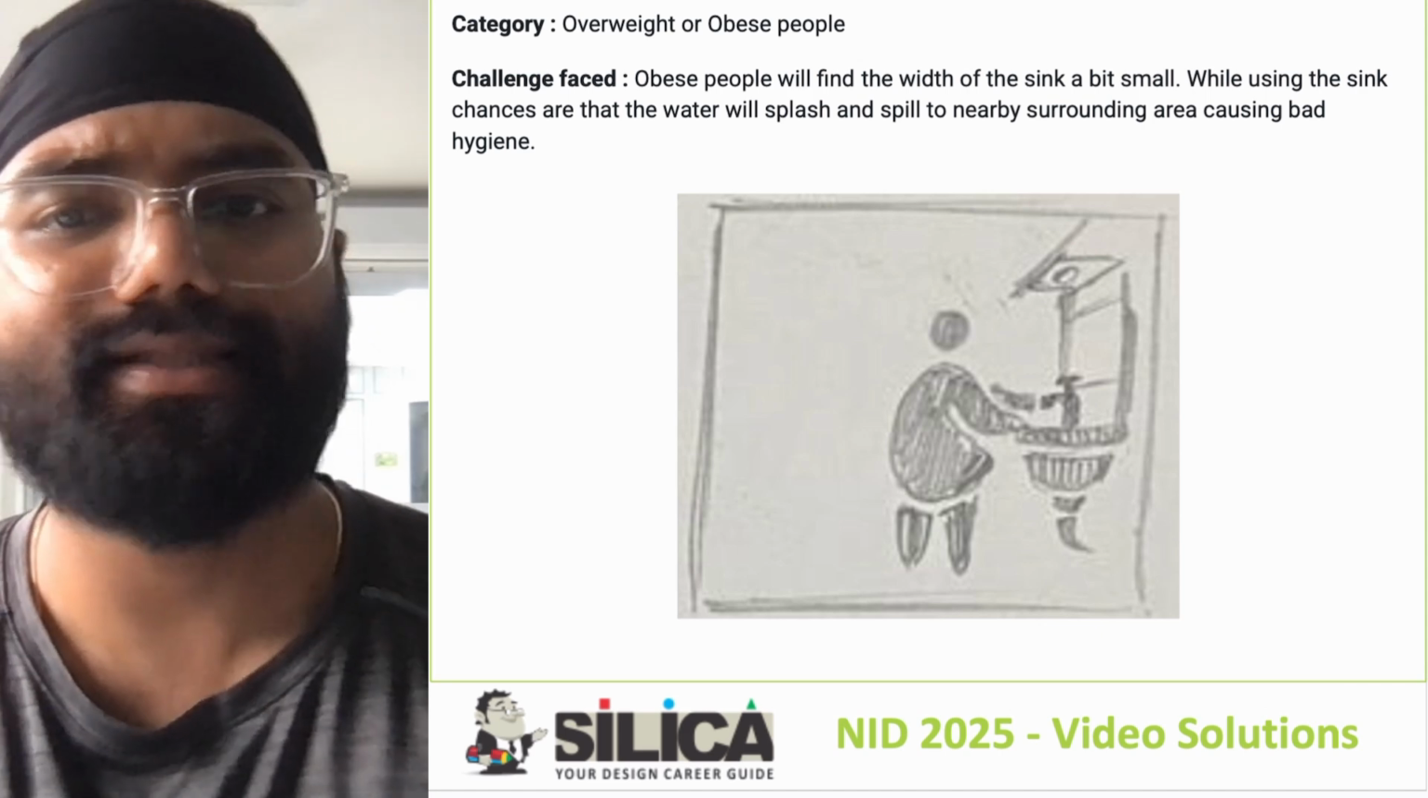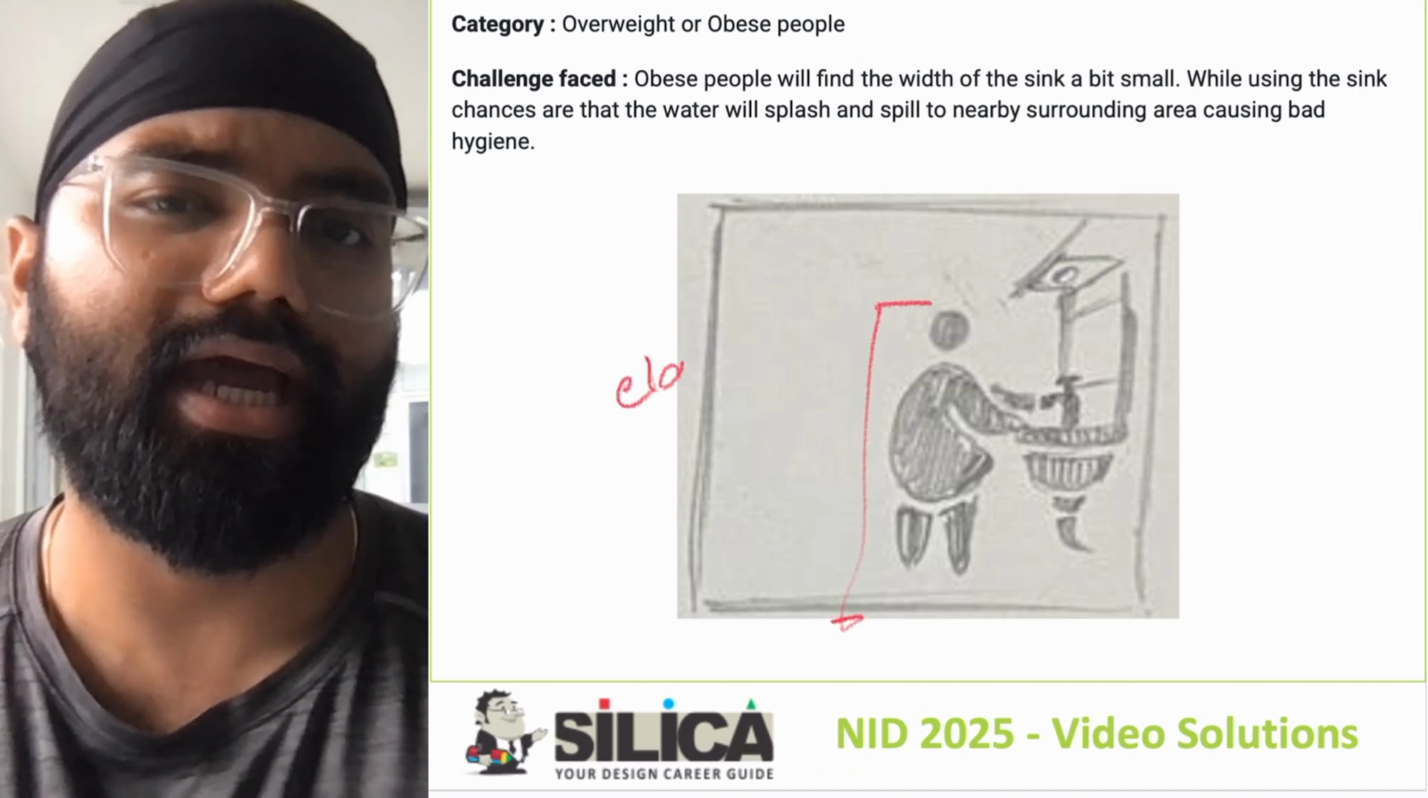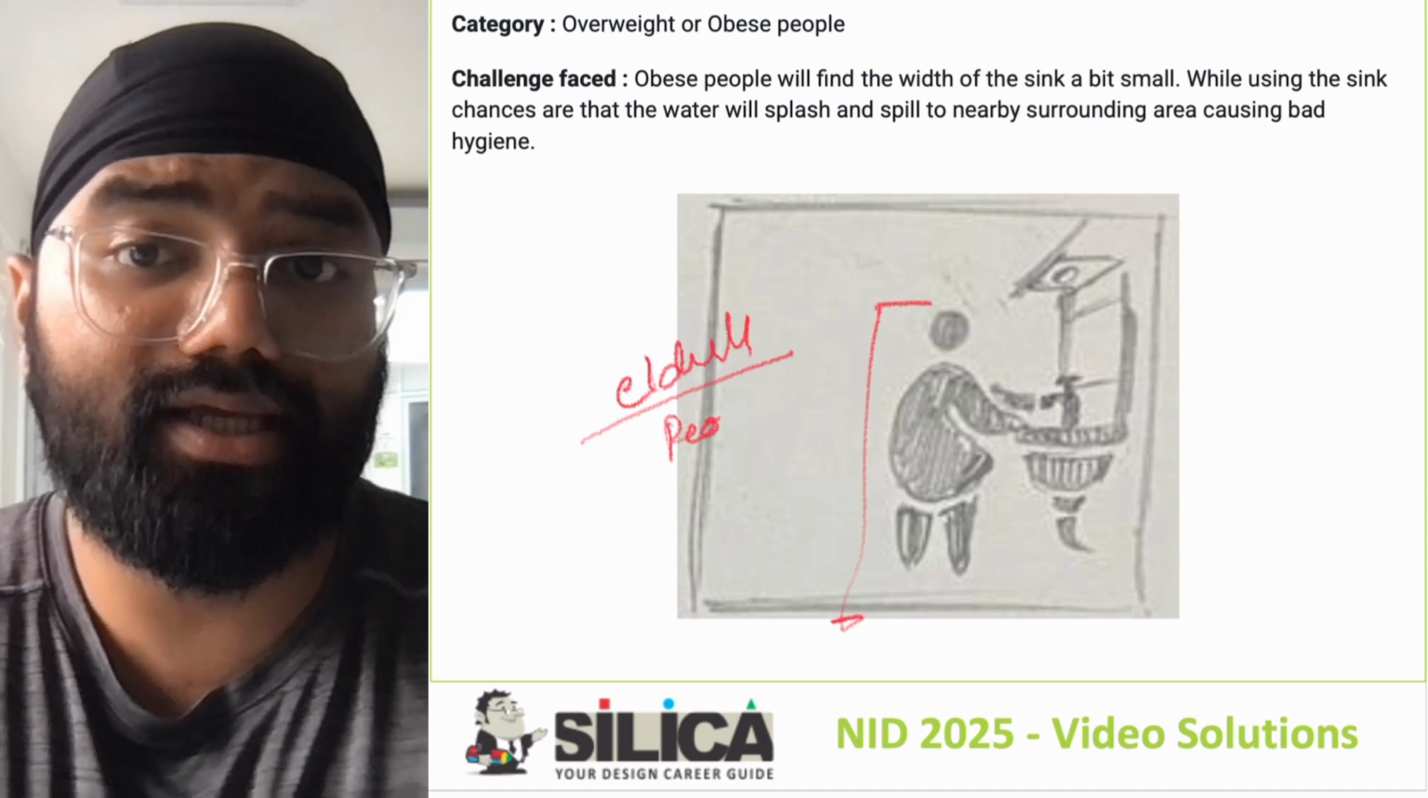Lastly, I also want to add in the same visual where the category is elderly people or senior citizens.